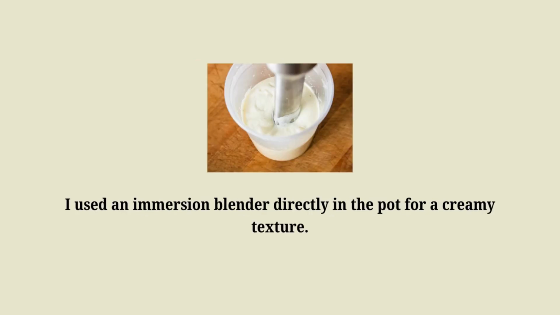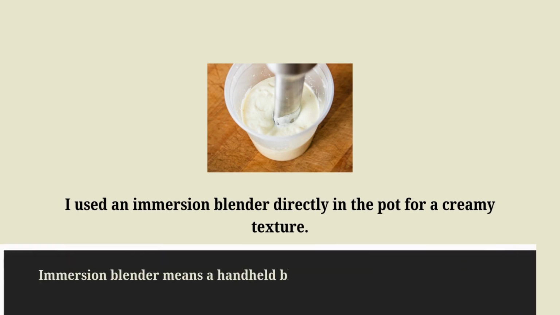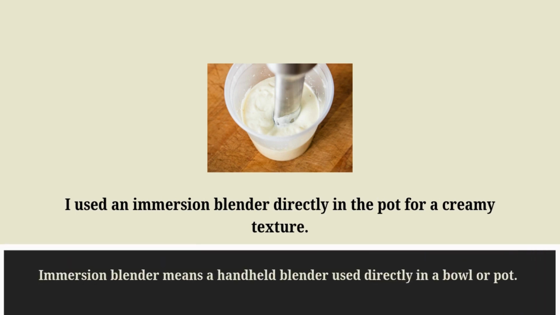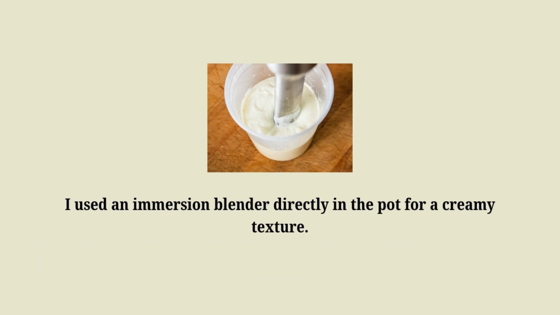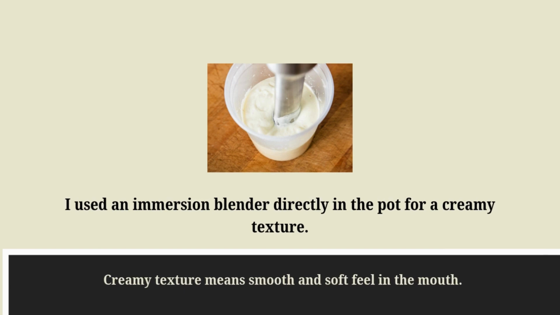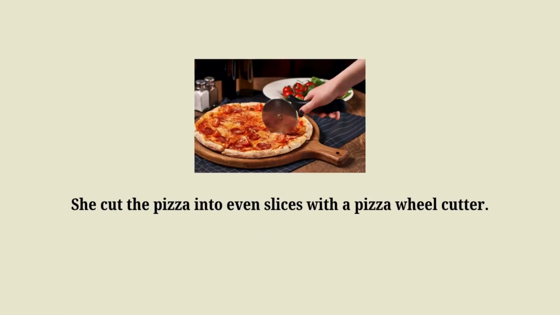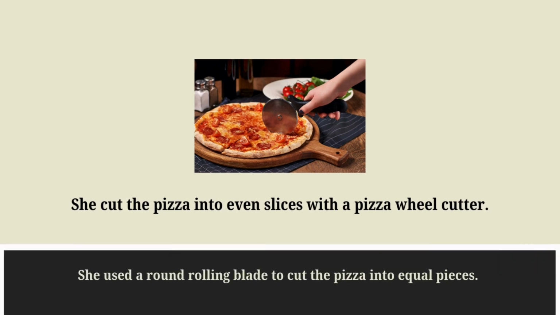I used an immersion blender directly in the pot for a creamy texture. Immersion blender means a handheld blender used directly in a bowl or pot. And creamy texture means smooth and soft feel in the mouth. She cut the pizza into even slices with a pizza wheel cutter. Means she used a round rolling blade to cut the pizza into equal pieces.